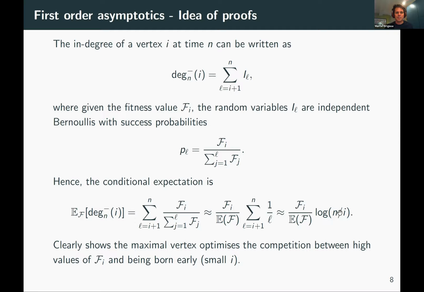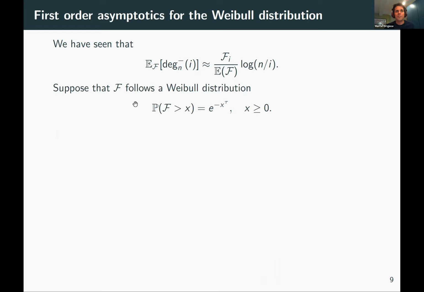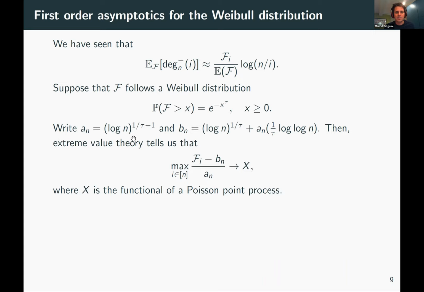All right, let's look at the viable case, because for this first order asymptotics it's maybe the most interesting one. So this is my expression for the expected degree. If I now assume that my fitness has a viable distribution, then I know how quickly the largest fitness grows. In fact, extreme value theory tells you that the largest degree in the system at time n, minus b_n, divided by a_n, converges to something random. For now, the most important thing is how quickly it grows up to time n.